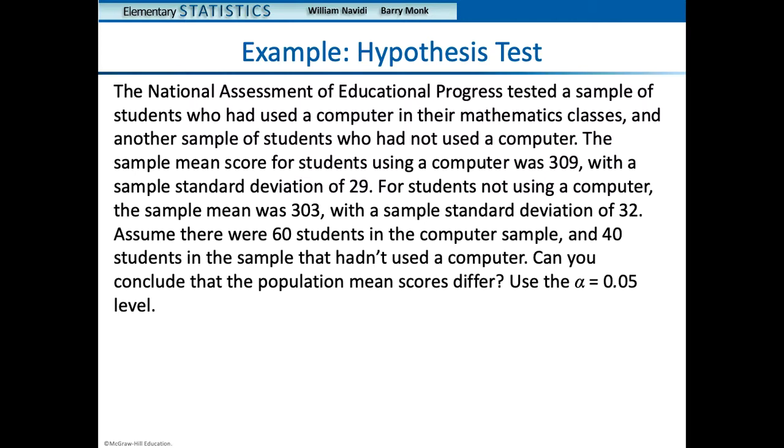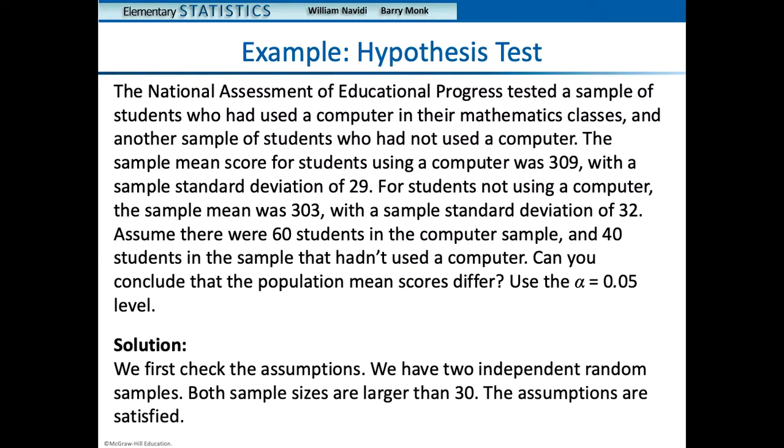Notice that the word there is differ, so because it says differ, that suggests that we'll set this up as a two-tailed test. It is good to check our assumptions. We do have two independent random samples from separate populations. Both sample sizes are larger than 30, right?